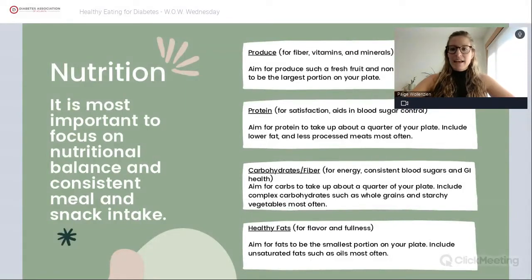And then lastly, healthy fats. These aren't necessarily going to take up a portion of our plate, but they are going to add flavor and fullness, helping us to feel full and satisfied from our meal. They are going to take up the smallest portion on our plate. They really are to help things cook, like using oils to saute vegetables. They're going to add flavor, such as butter on toast or dressings or marinades, but they're not necessarily going to be a portion of our plate.